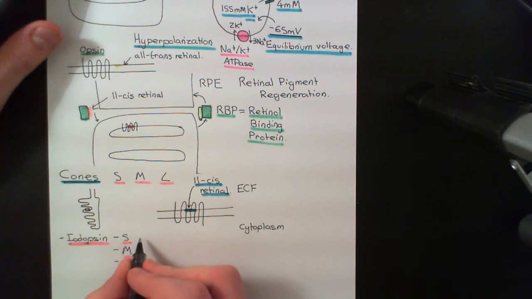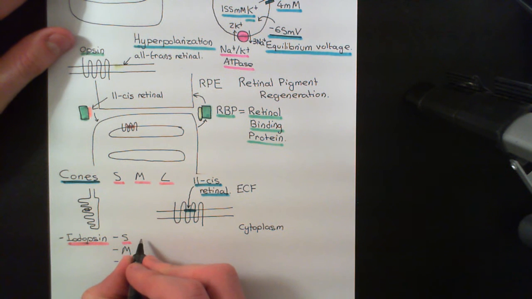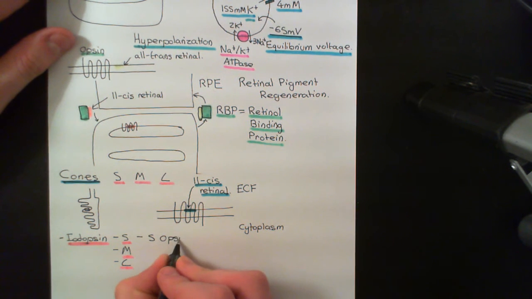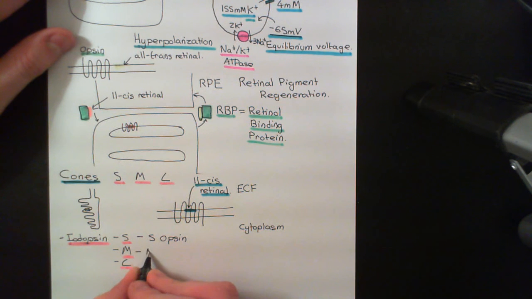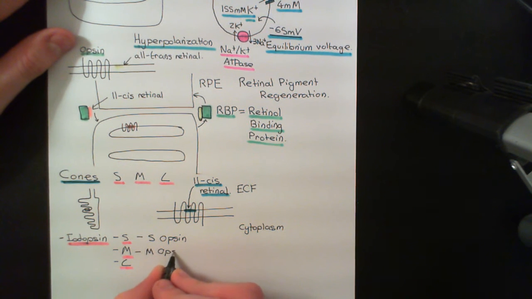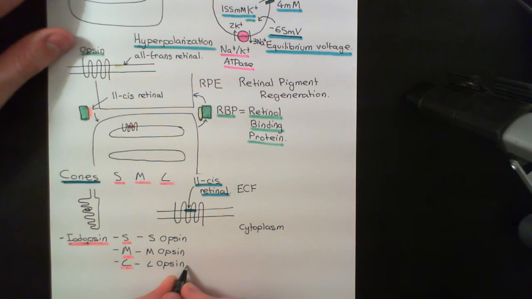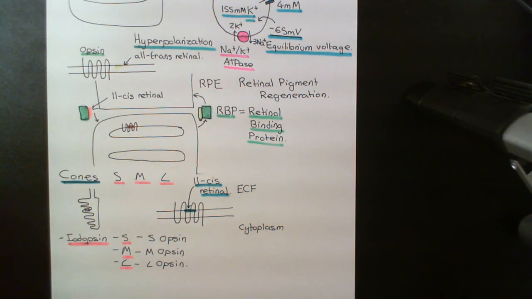For S-iodopsin, the name of the G protein coupled receptor is S-opsin. For M-iodopsin, the name of the G protein coupled receptor is M-opsin, and for L-iodopsin, the name of the G protein coupled receptor is L-opsin. So this makes complete sense. This is very, very easy.